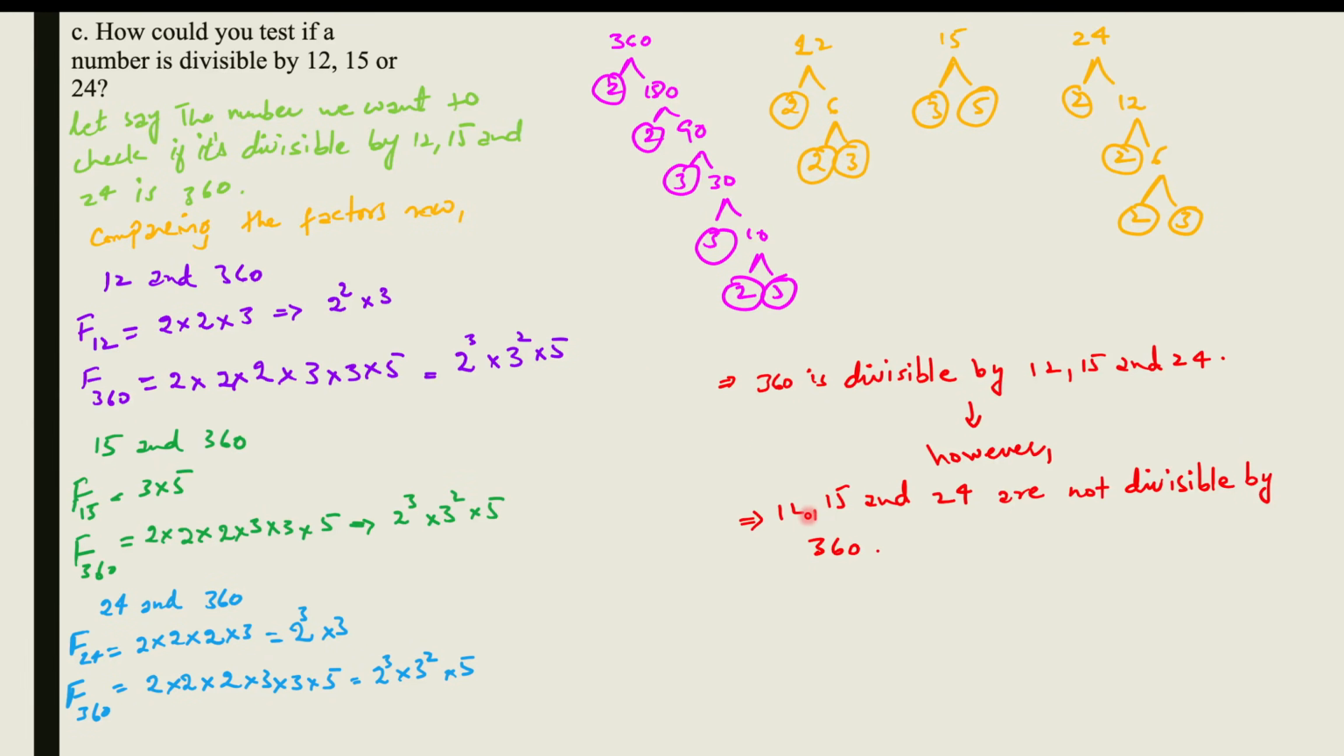So in here, on the other hand, if we check if 12, 15, and 24 are divisible by 360, you will see that if we compare, now 360 becomes the divisor. So 360, the powers of the primes are higher than those of 24. So therefore, since the powers of primes of 360 being the divisor are higher than the number itself, these 12, 15, and 24 are not divisible by 360.